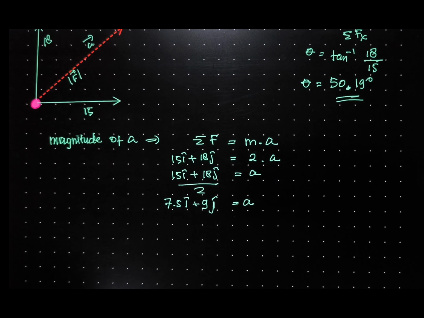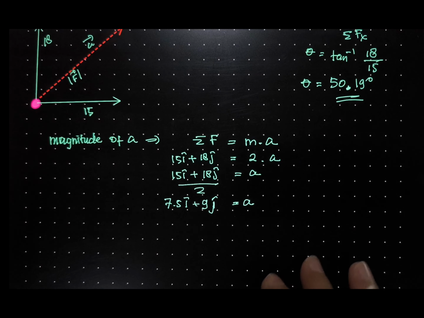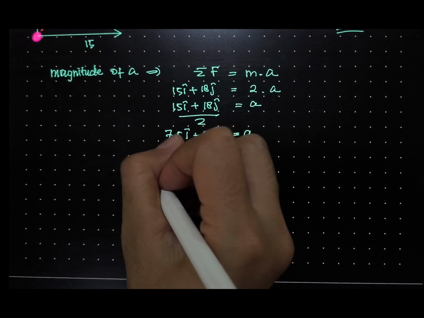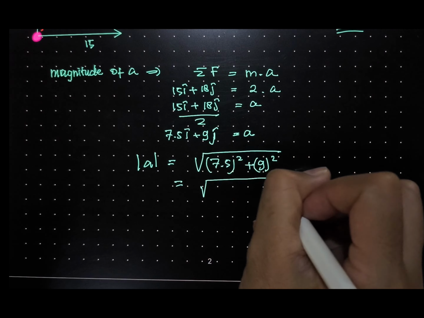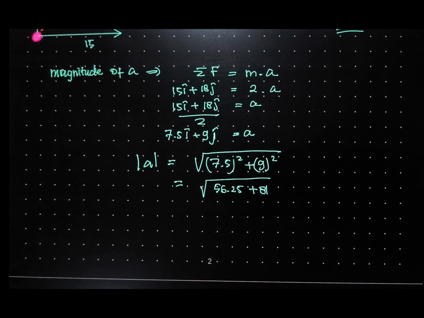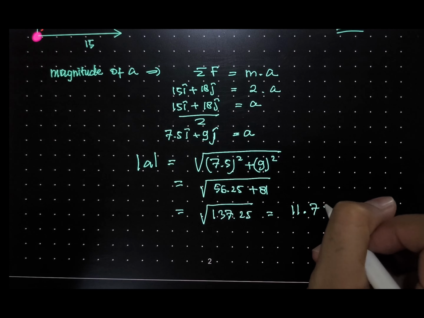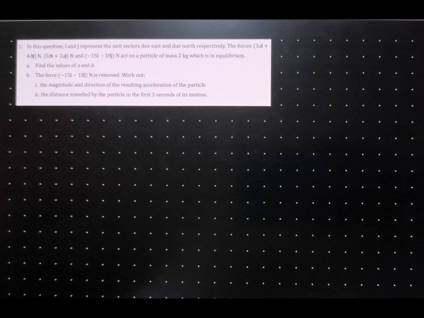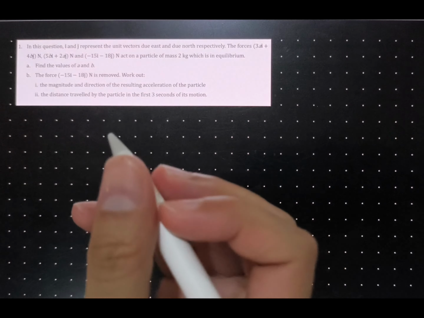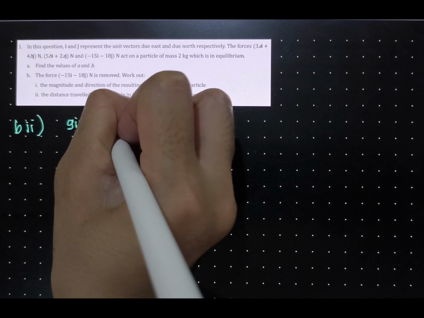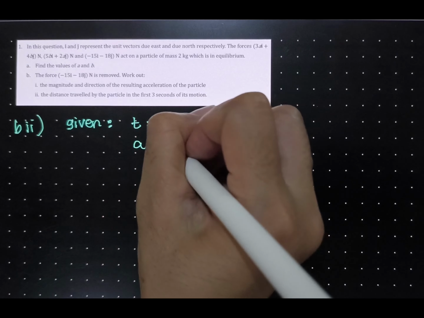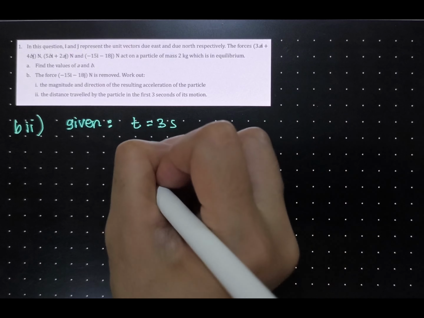To find the magnitude, we use the formula a equals square root of ax squared plus ay squared. Substituting the values, we get the final result. Next question. Find the distance traveled by the particle in the first 3 seconds of its motion. Let's identify the given information from the question.